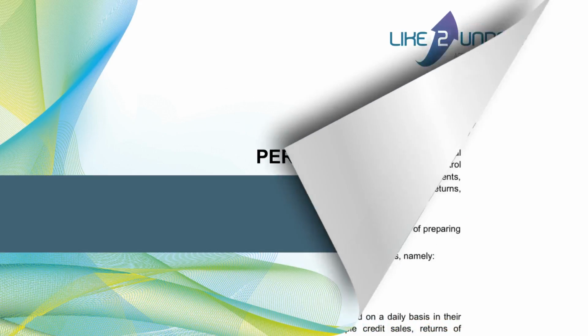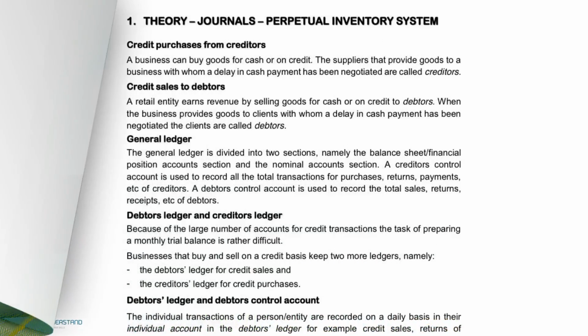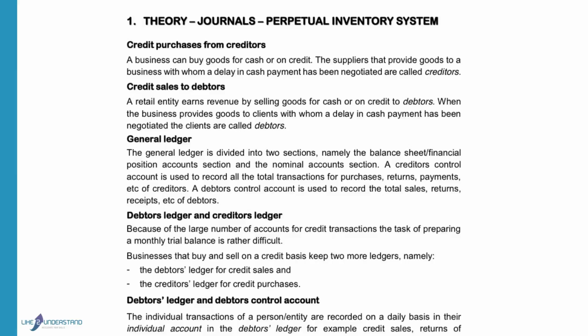Good morning. We will pay attention to the subsidiary journals today. There are several journals that are used when the perpetual inventory system is used. If there are credit purchases, so we buy goods on credit from the creditors, we will receive an invoice and the suppliers will give the goods with the invoice to us and we will pay them later, and this will be recorded in the creditors journal.